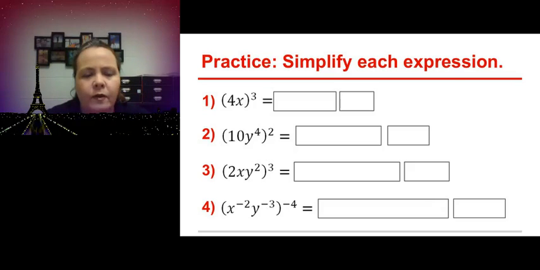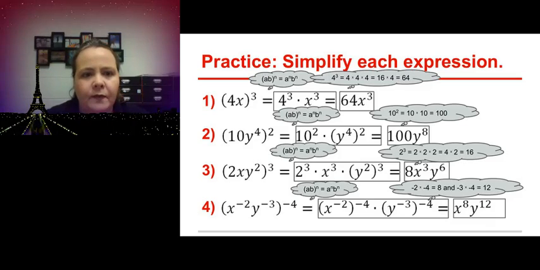Now, here are some for you to practice. You should pause and then come back when you are ready to check your work. Okay, I guess you're back now. And here are our answers.